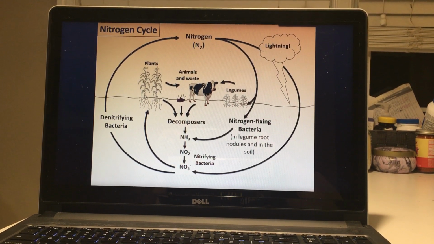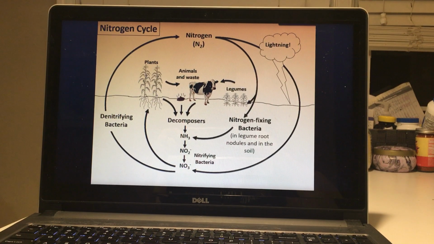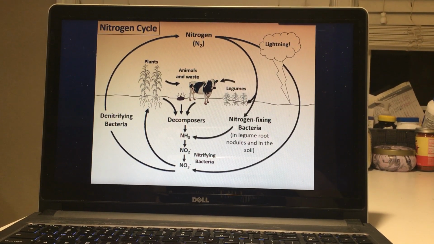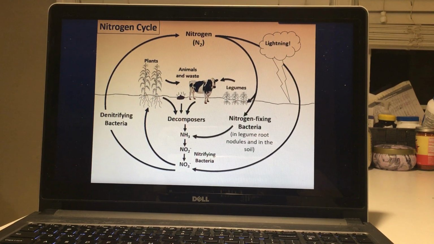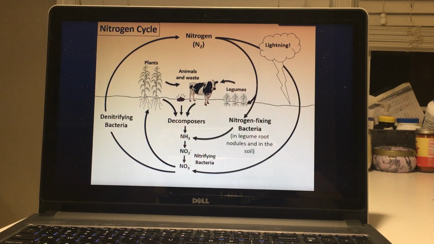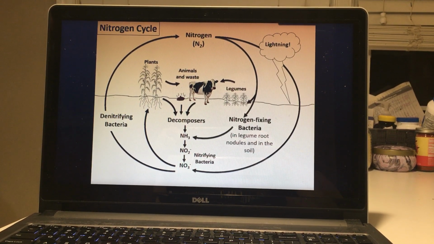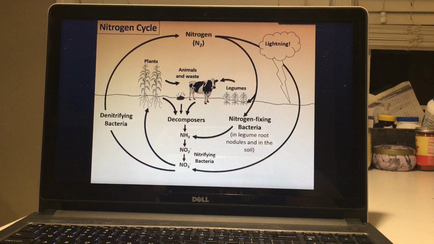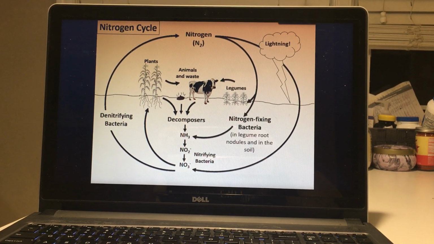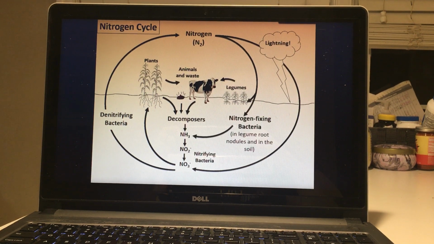Now, I think the trickiest thing about this cycle is not confusing nitrifying and denitrifying bacteria. You can think of denitrifying bacteria as denitrifying, or removing, nitrogen from the soil, and nitrifying bacteria as making, or nitrifying, the ecosystem. It makes the form of nitrogen that plants most need. Denitrifying bacteria make less nitrogen available for plants, and so it really strips the soil of its fertility.